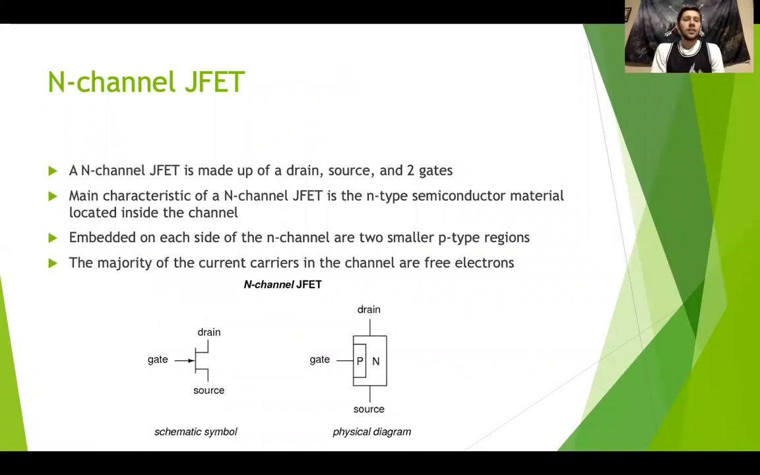So now we're going to talk about N-channel JFETs. An N-channel JFET is made up of a drain, source, and they have two gates. So there's your dual gate JFET. The main characteristic of an N-channel JFET is the N-type semiconductor material located inside the channel, pretty much right in the middle. Embedded on each side of the N-channel JFET are two smaller P-type regions. The majority of the current carriers in the channel are free electrons.